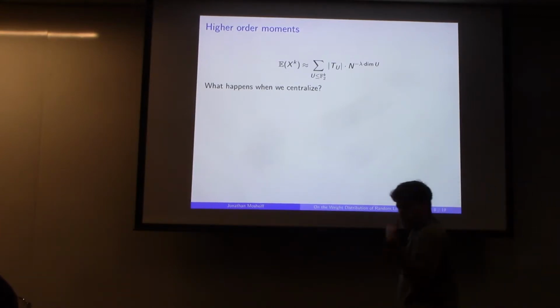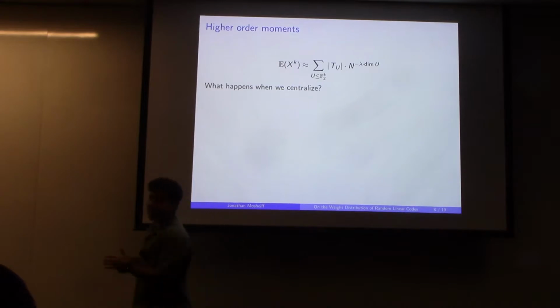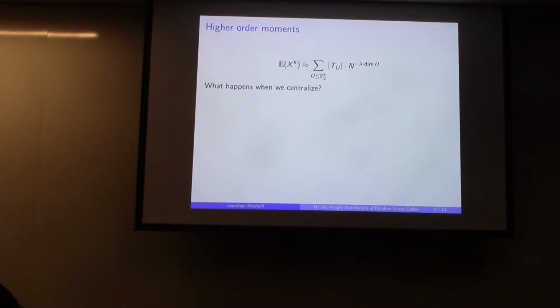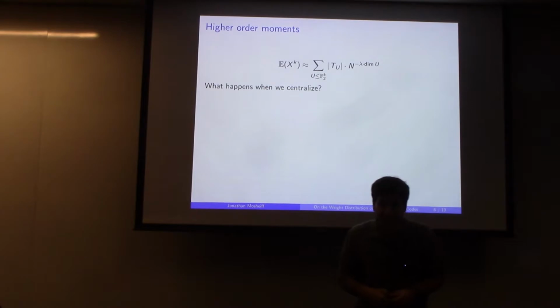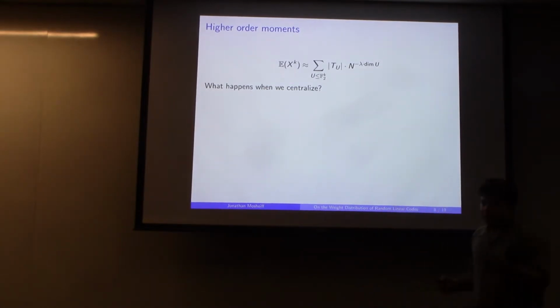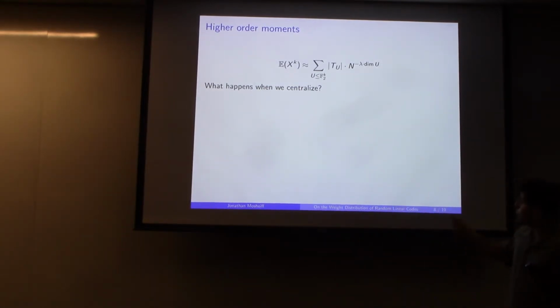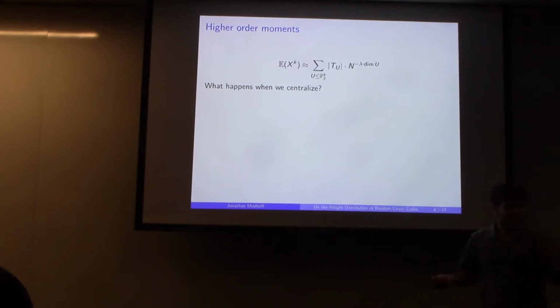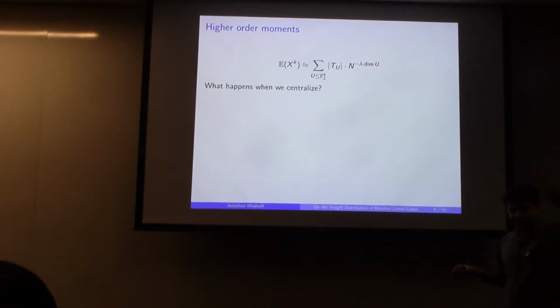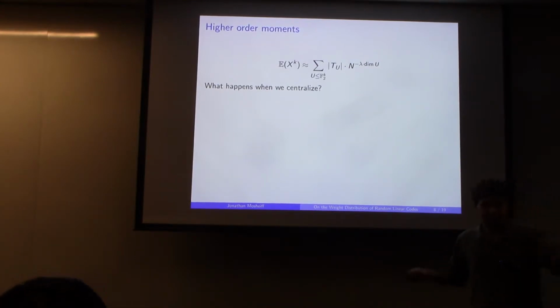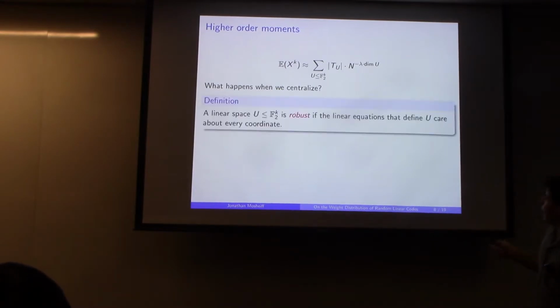Now, we're going to get a similar phenomenon here. When we centralize, some of these random subspaces, some of these subspaces of F2 to the k, are going to vanish. Which ones are these going to be? Those in which we have some coordinate which has no interaction with the others. It would be like that variable which only appears once in a tuple and has no connection to all the other variables.